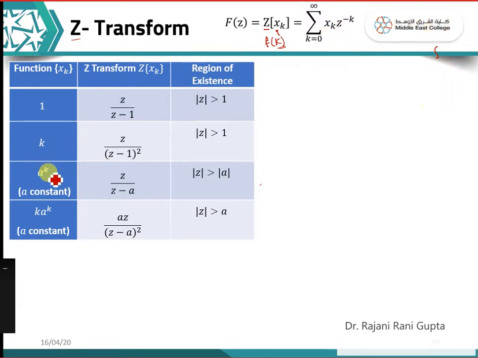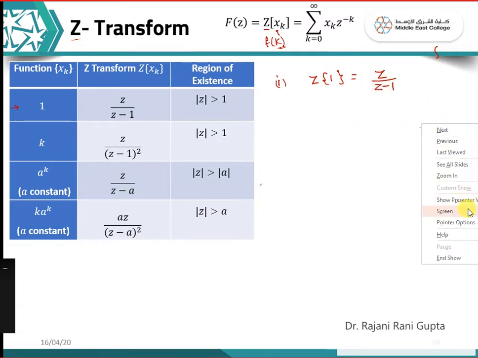Okay, so now we have these rules for the Z transform. So how do we work with it? The first rule says the Z transform of 1 is z over z minus 1. So remember, this rule is for the Z transform of 1 only, with its region of existence.